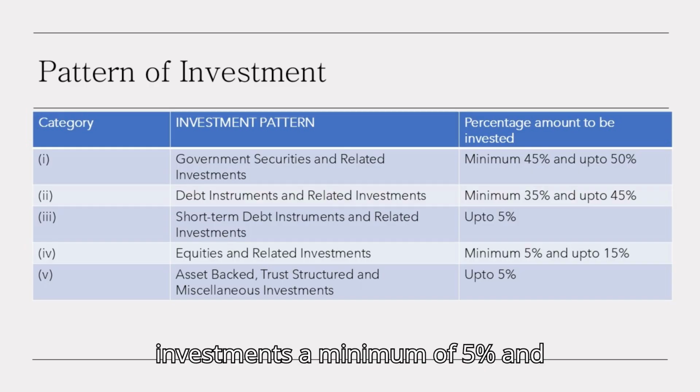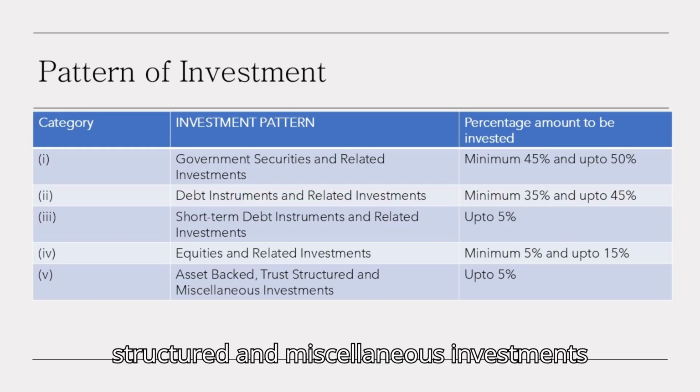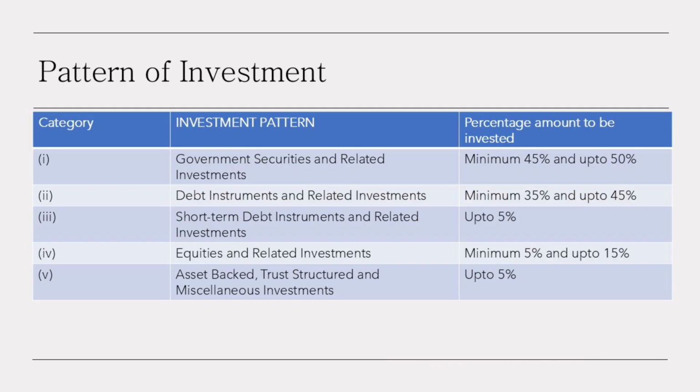Equities and related investments, a minimum of 5% and up to 15% can be invested in equities. Asset-backed, trust-structured, and miscellaneous investments, up to 5% is allocated to these investment types.